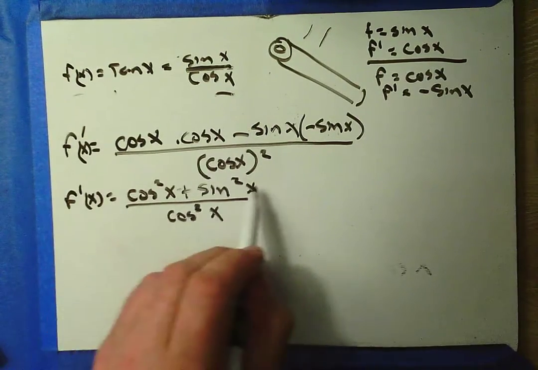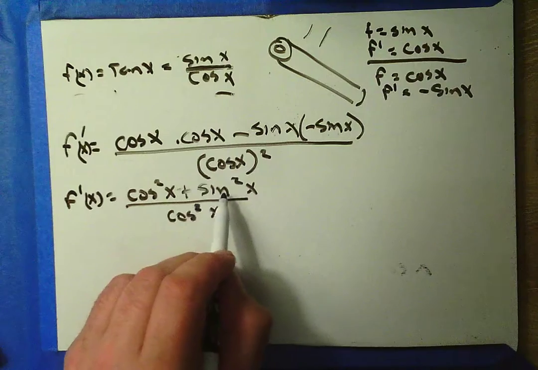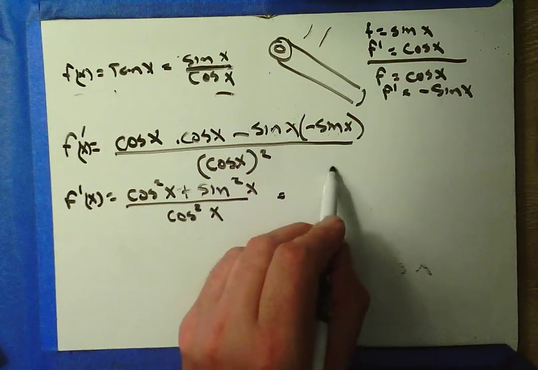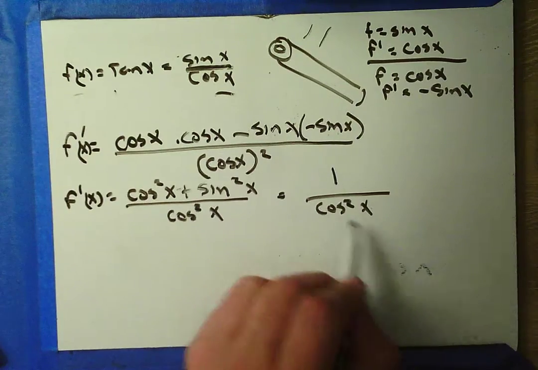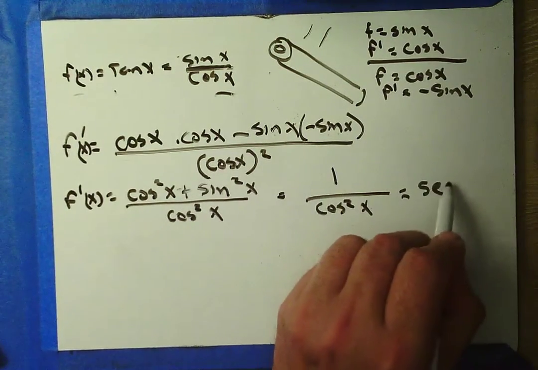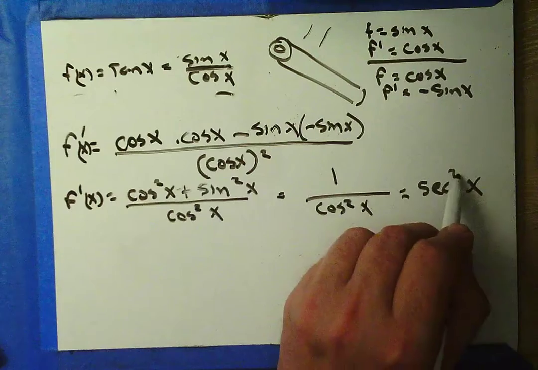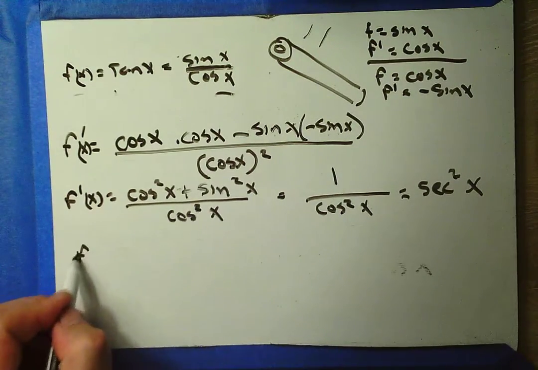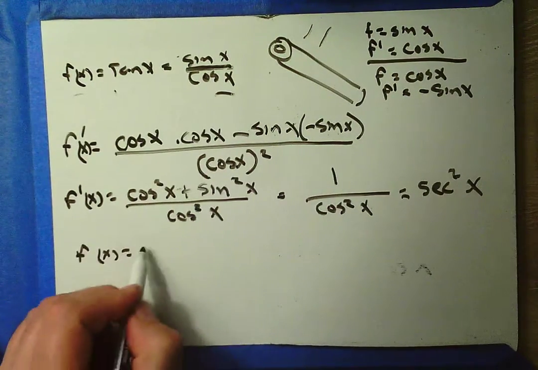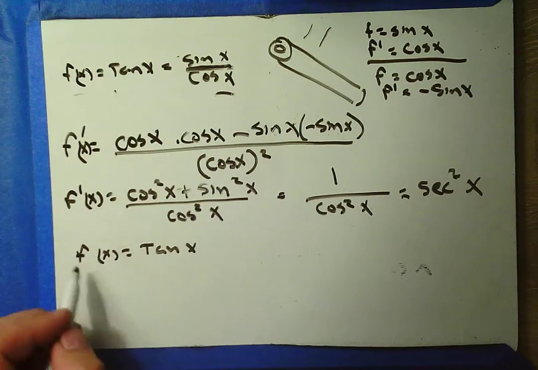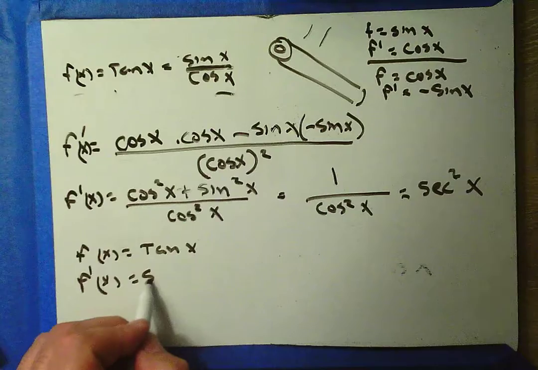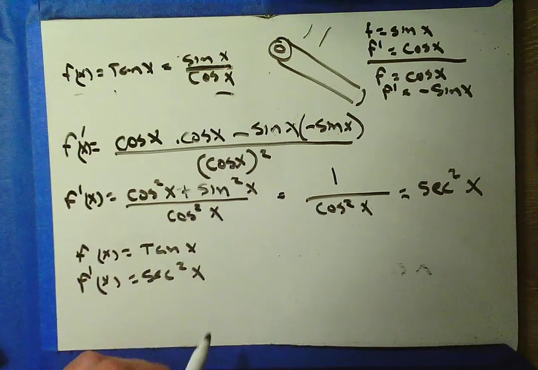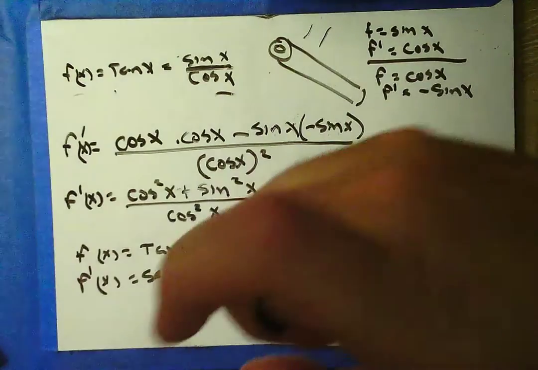Well, remember from our Pythagorean identities that sine squared plus cosine squared equals 1. And 1 over cosine squared is secant squared. So when f of x equals tangent x, then f prime of x equals secant squared x. Okay? The derivative of tangent is secant squared.